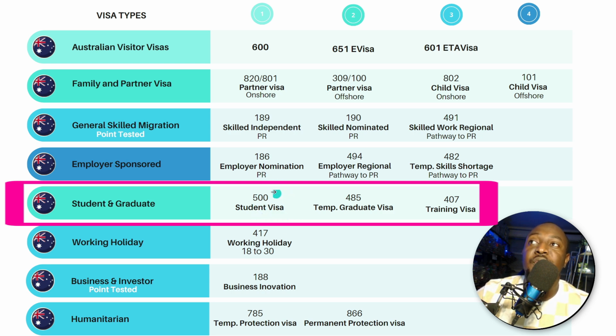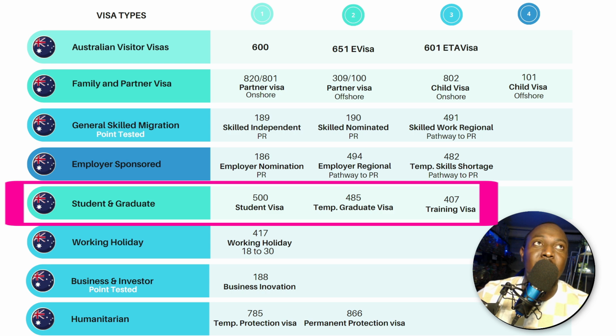So when you finish with your student visa, what most students do is they go ahead and apply for the visa subclass 485. So this will allow them to work in Australia for 2 or 3 years. Okay, they can work in Australia full time for 2 or 3 years depending on where they are in Australia.